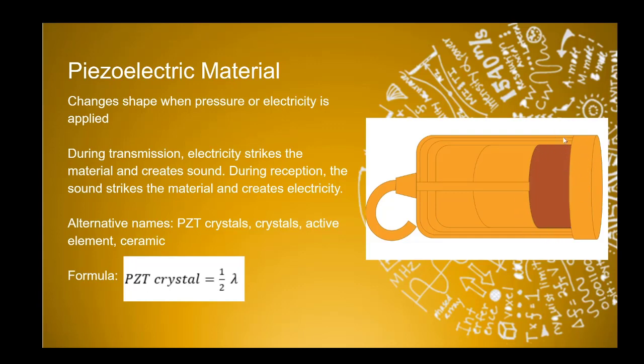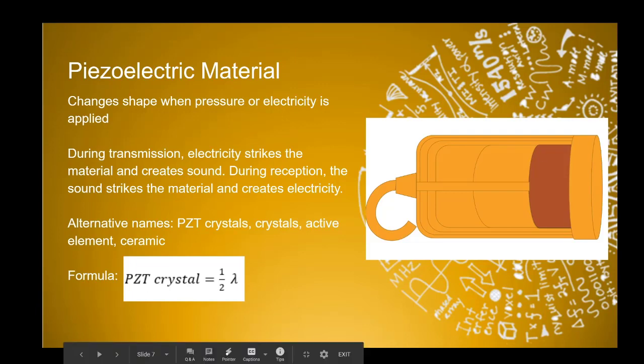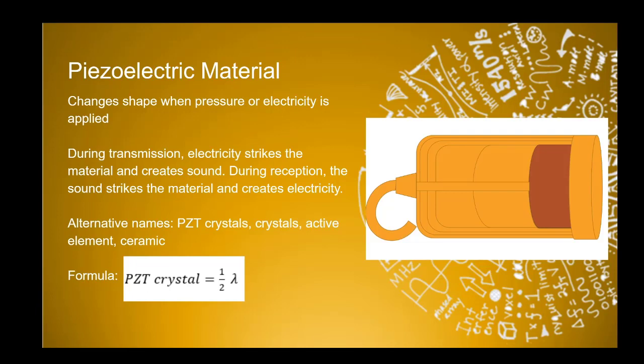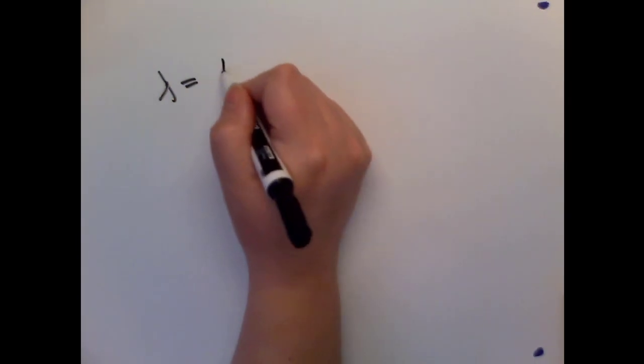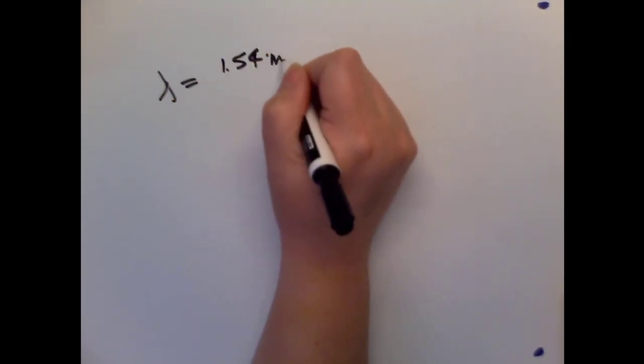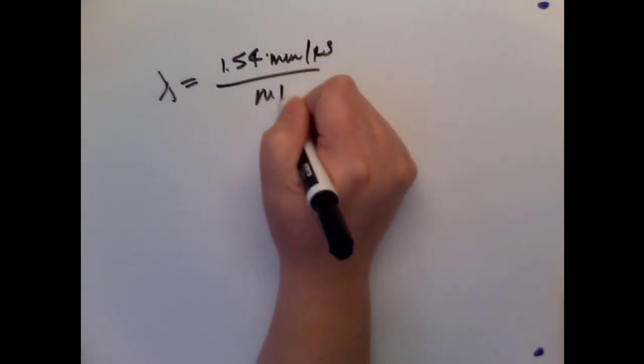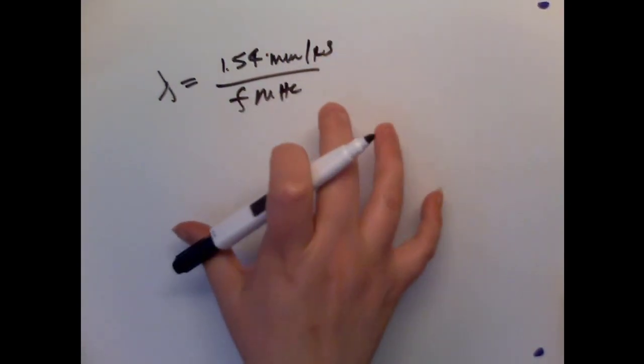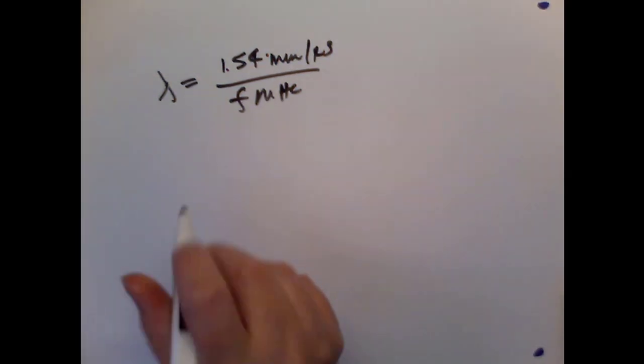The PZT crystal also has a formula that we need to know, again related to both the frequency and the wavelength, and it is half of the wavelength thick. So if you think back to what the wavelength formula is, we know that it is wavelength equal to 1.54 millimeters per microsecond divided by the megahertz, the frequency, right? And this is for soft tissue. This is once the wave has traveled into the body.